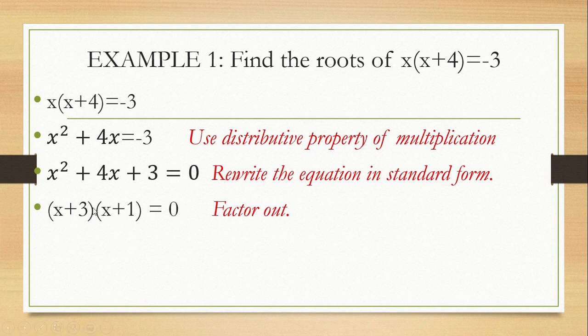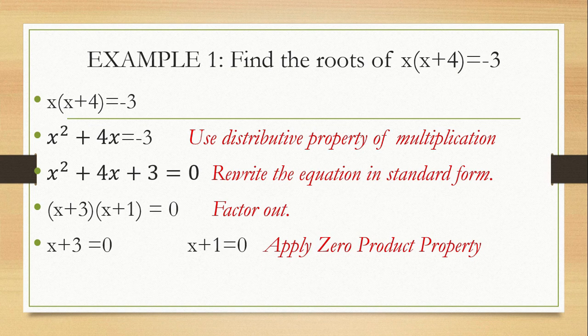So how did we get this? The factors of x squared are x and x, while the factors of the last term, which is positive 3, are positive 3 and positive 1. Therefore, if we add positive 3 and positive 1, we will get positive 4 in the middle term.